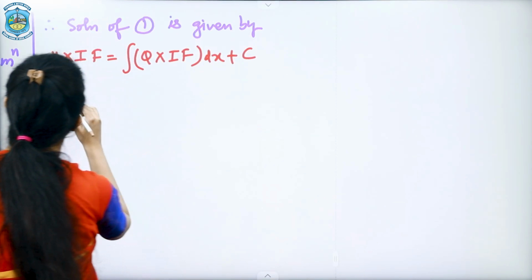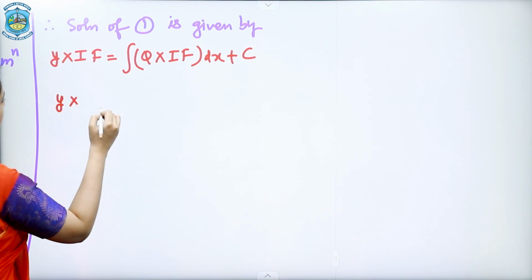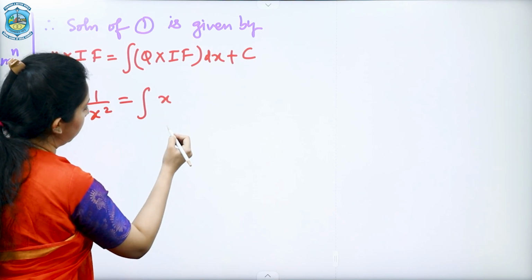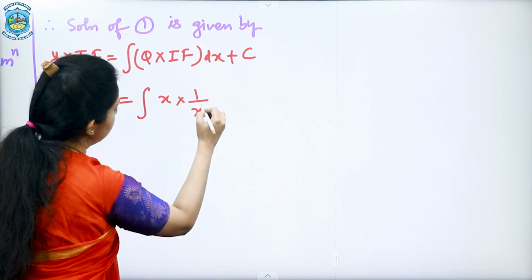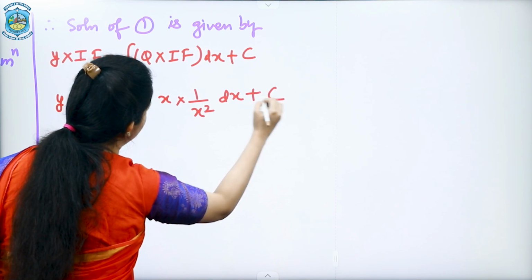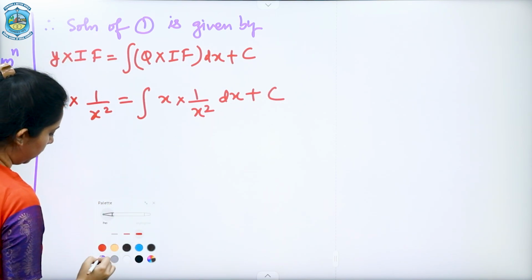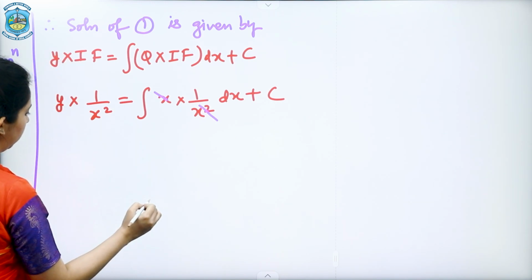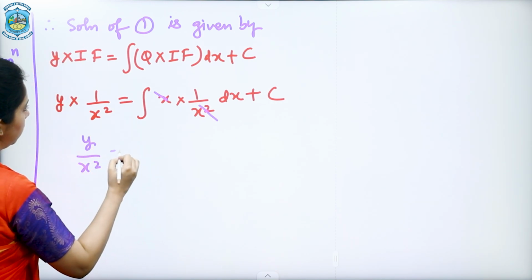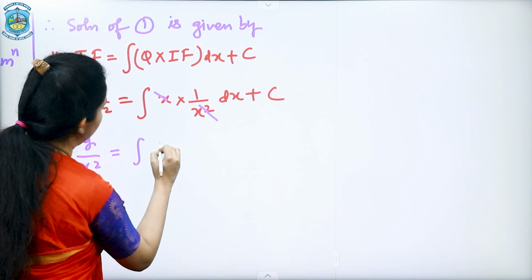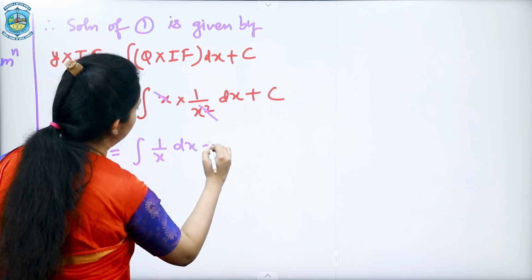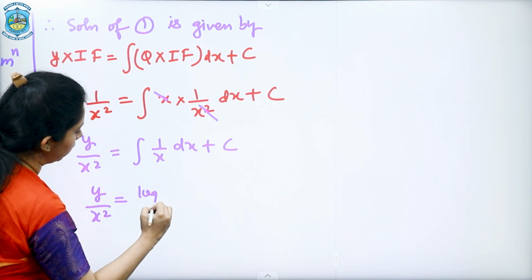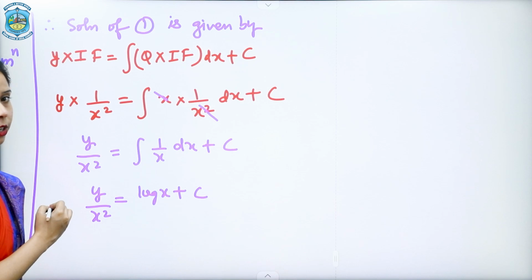So, substitute the value of integrating factor, that is y into 1 upon x square is equal to q is x into integrating factor, that is 1 upon x square dx plus c. So, here you can see that we can cancel x from the numerator and denominator. So, we will have y by x square is equal to integration of 1 upon x dx. So, integration of 1 upon x is log x. So, y upon x square is equal to log x plus constant of integration c.